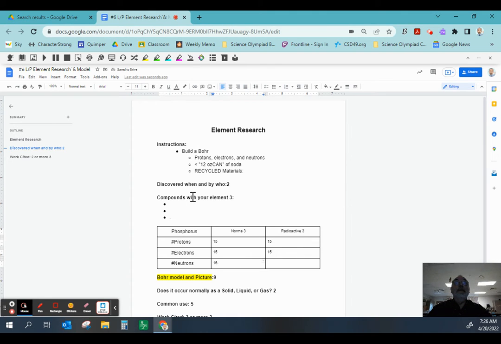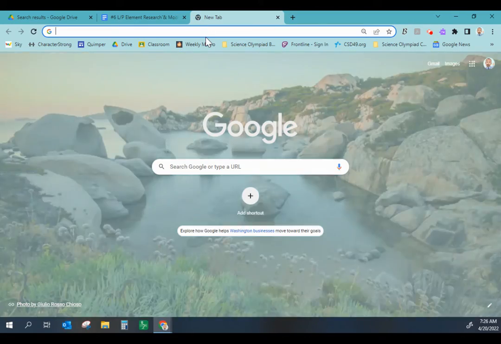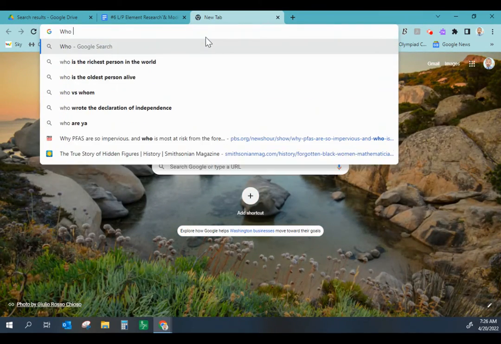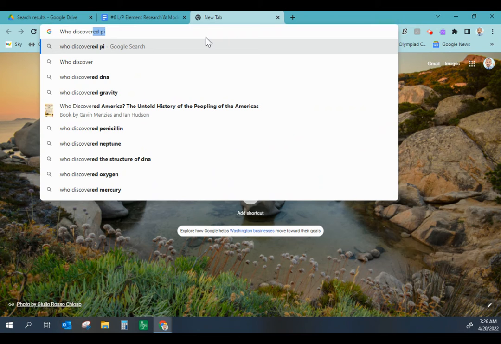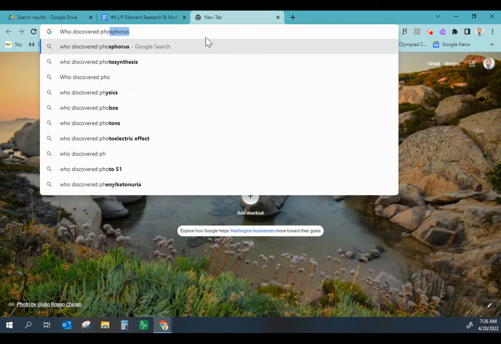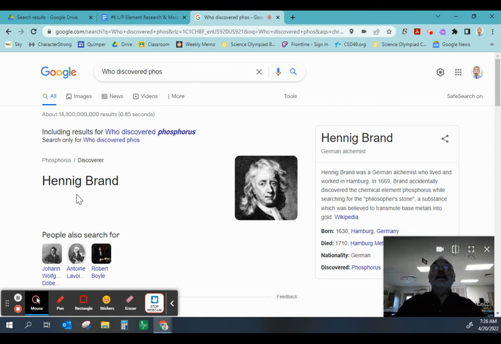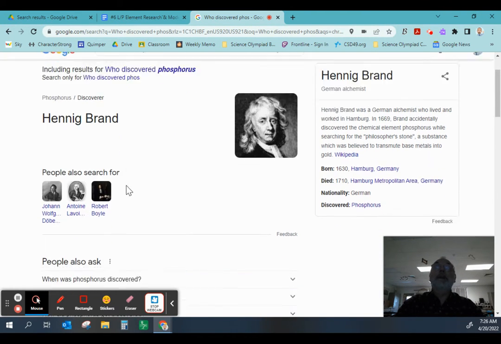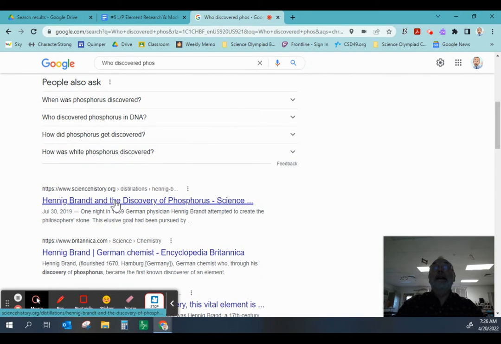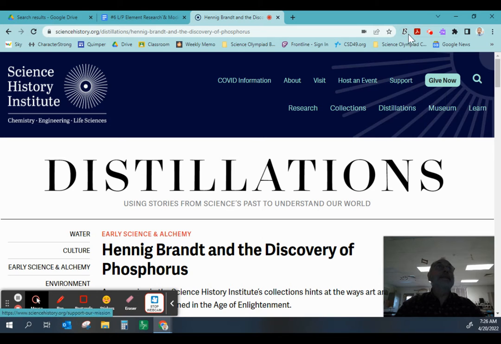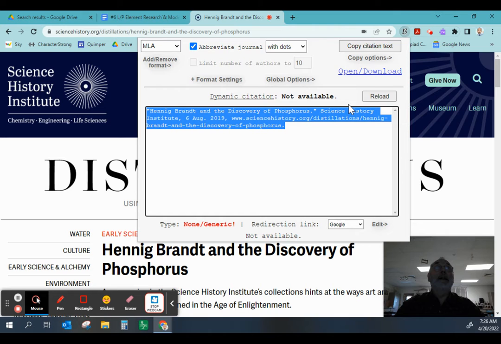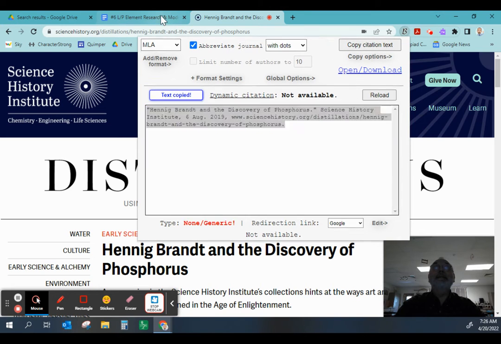Now, the next thing you want to do is look up who discovered phosphorus. It's going to be Henning Brand, but you need to go and get a legitimate source for that. So here he is. You go up here to Bibbit now. You get the MLA for it. Copy the citation.